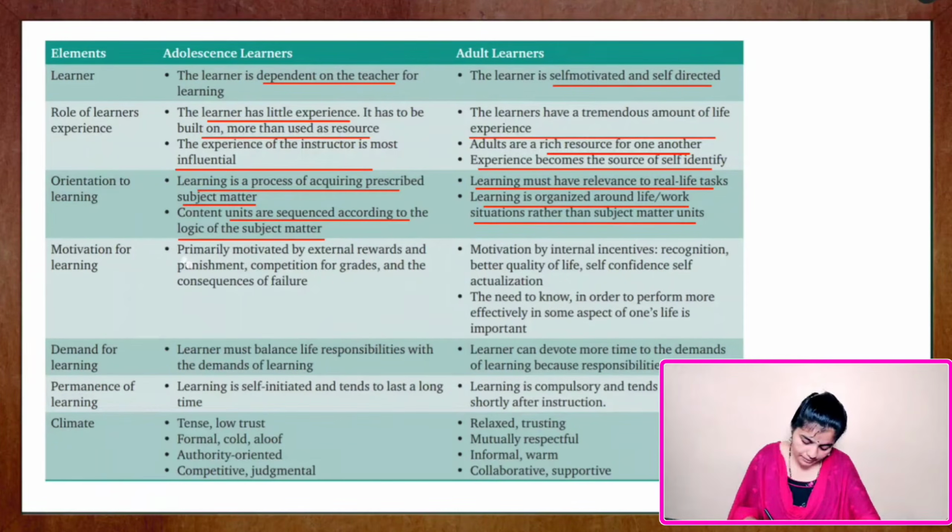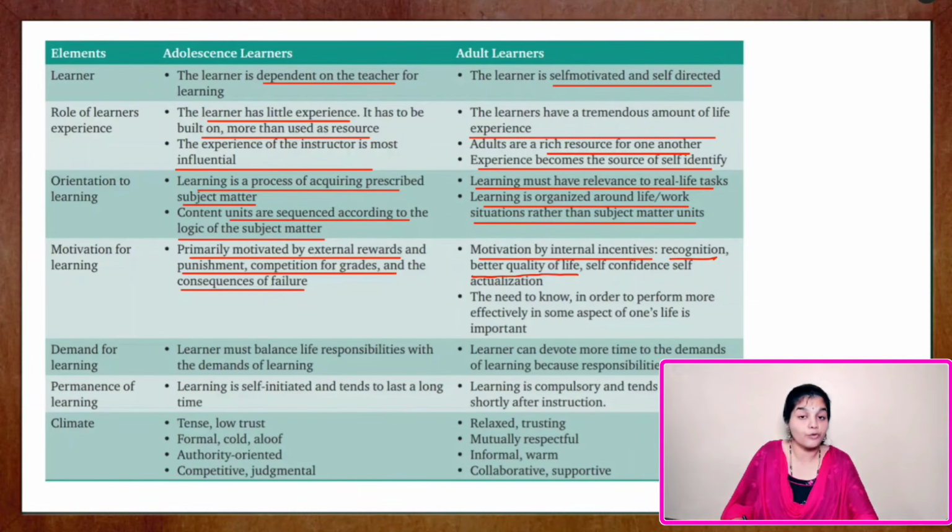Adolescent learners are primarily motivated by external rewards and punishment, competition for grades, and consequences of failure. With respect to adult learners, their motivation is by internal incentives such as recognition, better quality of life, self confidence, and self actualization. Need to know in order to perform more effectively in some aspect of one's life is important with respect to the adult learner.